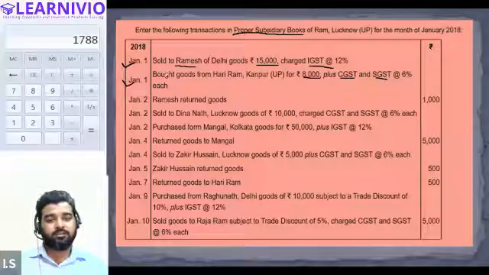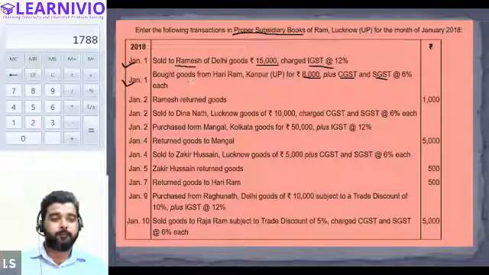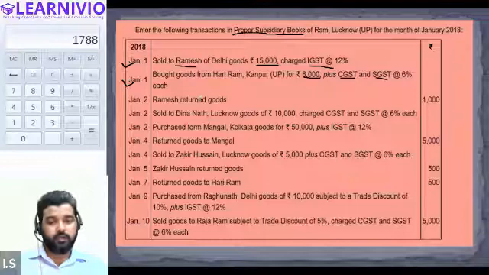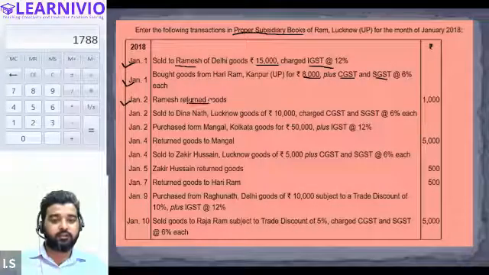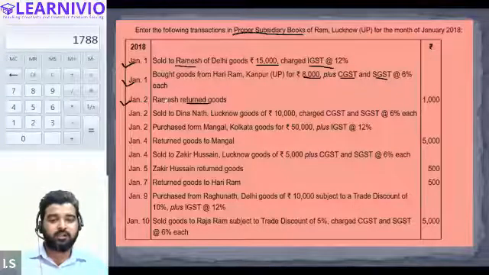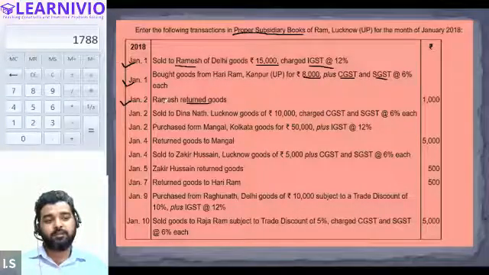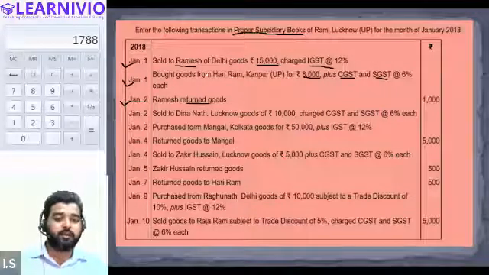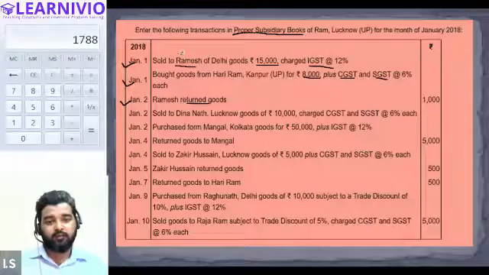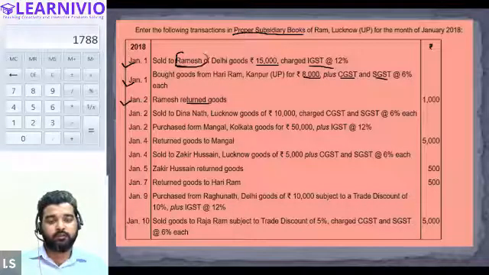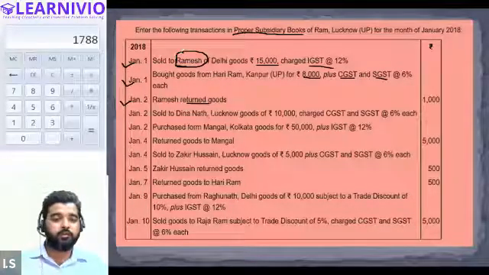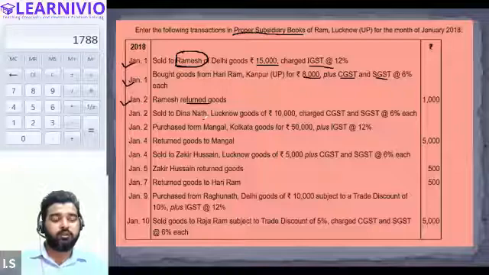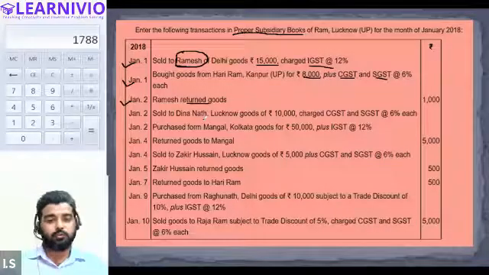So this transaction needs to be recorded in which book? Purchase book, right? And on 2nd January, we are returning goods costing 1,000. Since the question does not specify which goods are being returned and to whom, we will simply presume that because we have bought goods from Ramesh only, we will be returning the goods to Ramesh only, right?